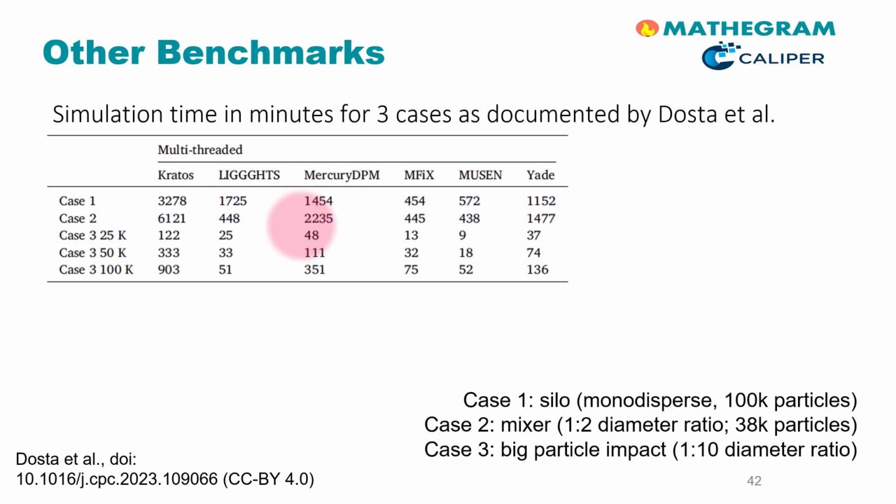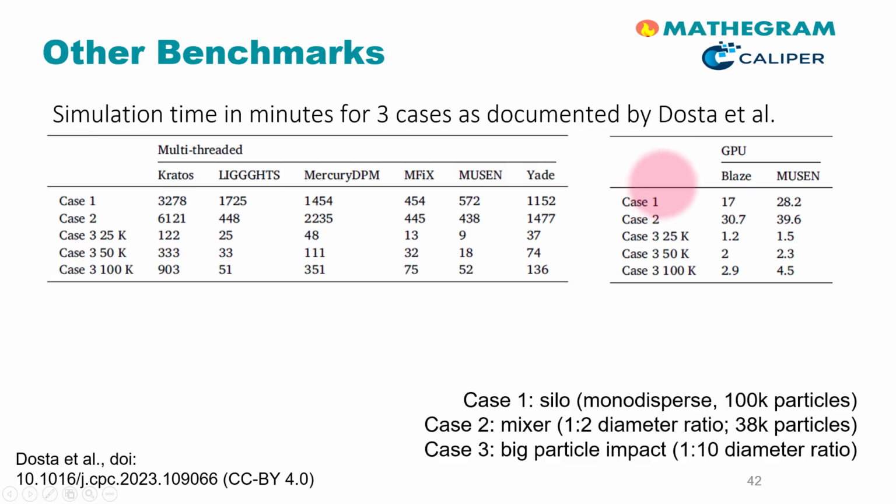The corresponding data is summarized in this table, in which the simulation duration in minutes is provided for simulation codes when running on a 12-core conventional CPU in multi-threading mode. In the small table on the right, the simulation duration for 2 GPU-based codes is provided. As can be seen, the GPU codes are significantly faster.